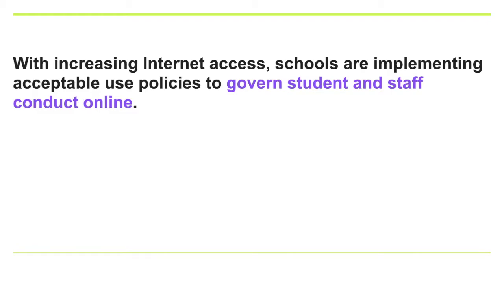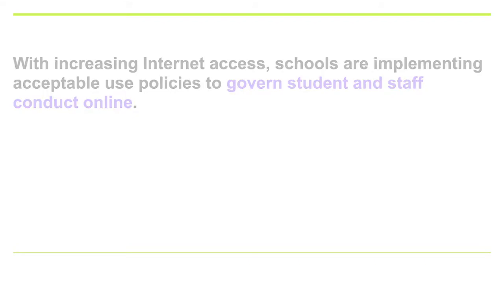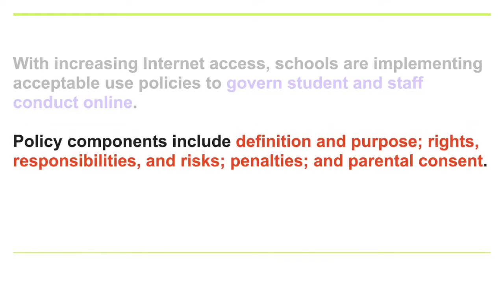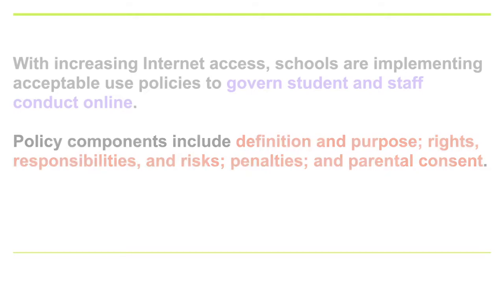As there is increasing internet access in schools, schools must implement acceptable use policies to govern student and staff conduct online. There is a big need for that. Usually, the components of an AUP will have the definition and purpose of the AUP, the rights, responsibilities, the risks, penalties, and parental consent in the case of student AUPs.